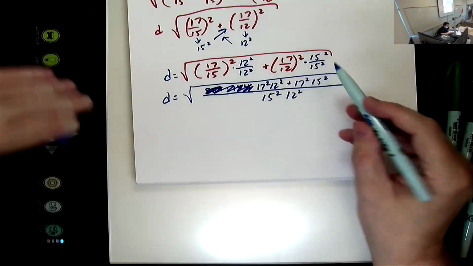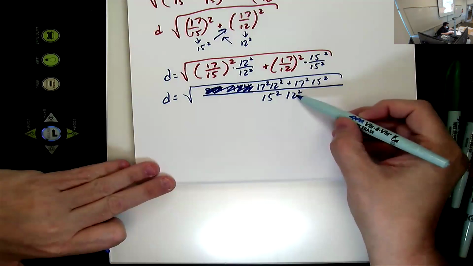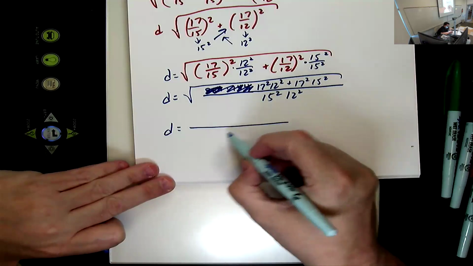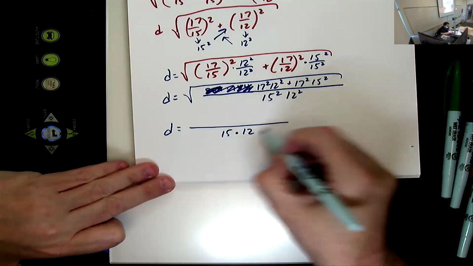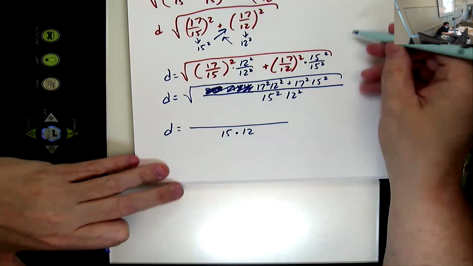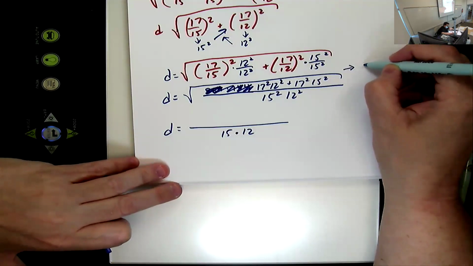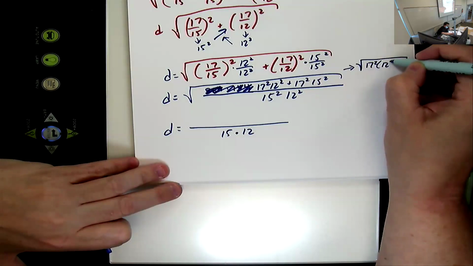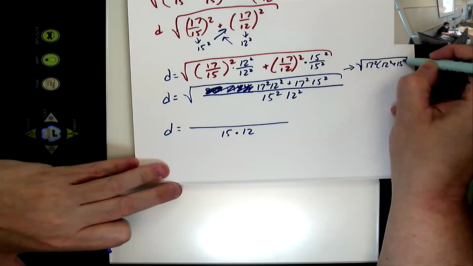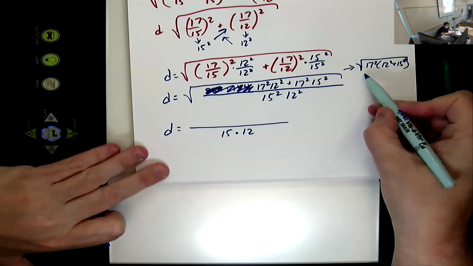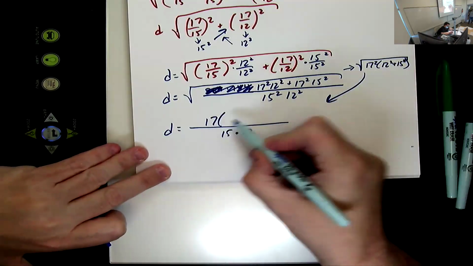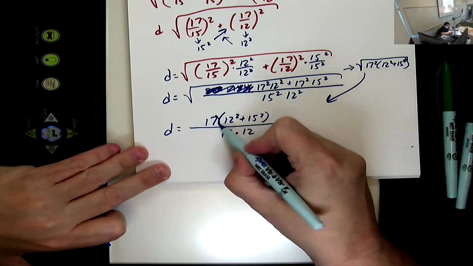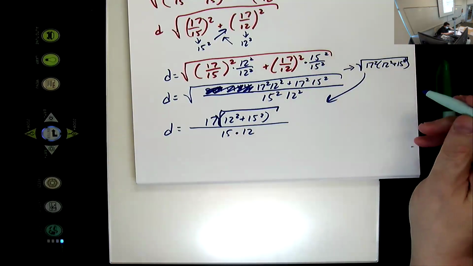Just by recognizing, well, first off, these two things can come out. The bottom without a square root is gonna be 15 times 12. The top, I could factor the 17 squared out. It's 12 squared plus 15 squared. Which means I can put the 17 outside here and have 12 squared plus 15 squared inside the square root in here. I don't know if this is getting any plainer.